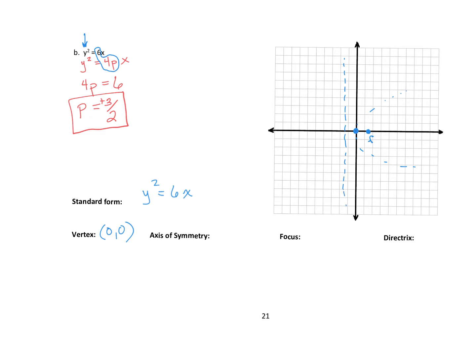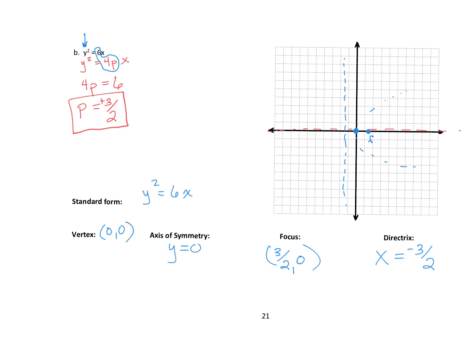So we can say that our focus is 3/2, comma 0. Oops, I wrote that on the wrong spot. 3/2, comma 0. And our directrix is that imaginary line behind it, which crosses the x-axis at -3/2. Our axis of symmetry in this case goes through the vertex and the focus. That is the x-axis, or y equals 0.